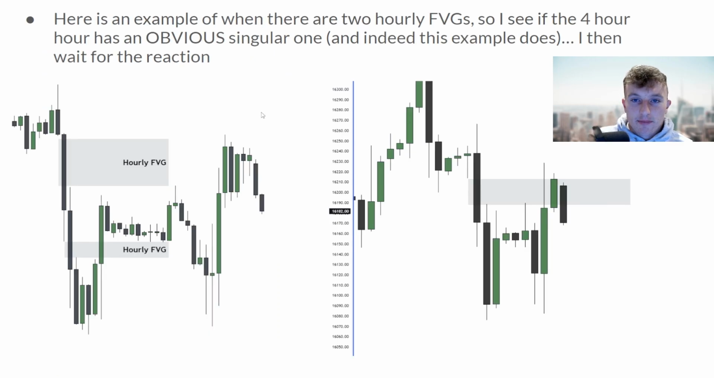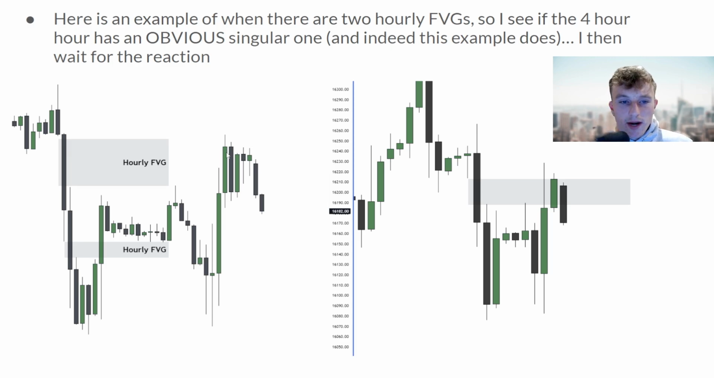So here's an example of when there's 2 hourly fair value gaps. If I ever see 2 fair value gaps on the higher time frame next to each other, then I typically go to the higher time frame until there's a singular one. So this is the hourly and this is the 4 hour. So what I do is I just go to the 4 hour because it's the singular one, and I use this. I use the 4 hour bodies, 4 hour candles, 4 hour fair value gap.